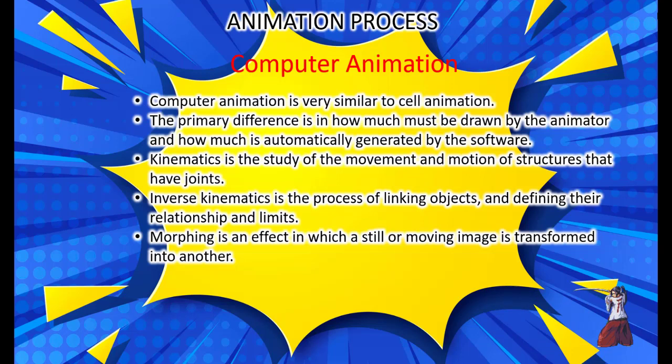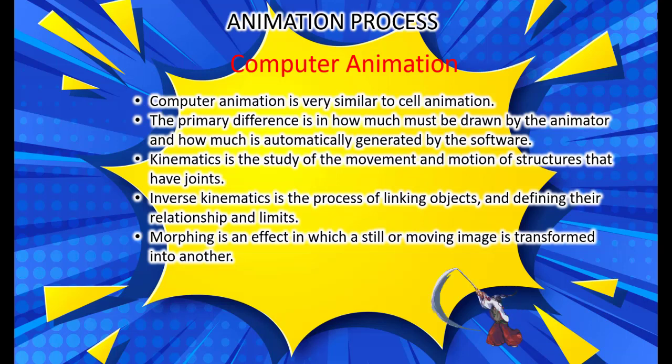Inverse kinematics is the process by which you link objects such as hands to arms and define their relationships and limits. For example, elbows cannot bend backward. Once those relationships and parameters have been set, you can then drag these parts around and let the computer calculate the result. Inverse kinematics is normally available in high-end 3D programs such as Lightwave and Maya software.